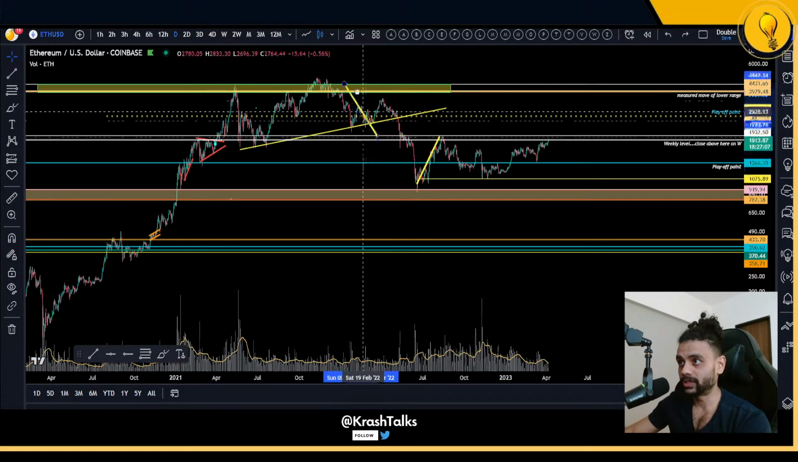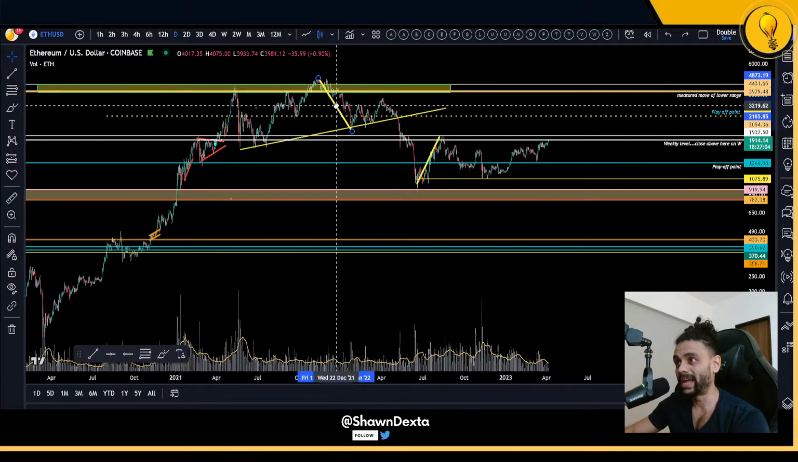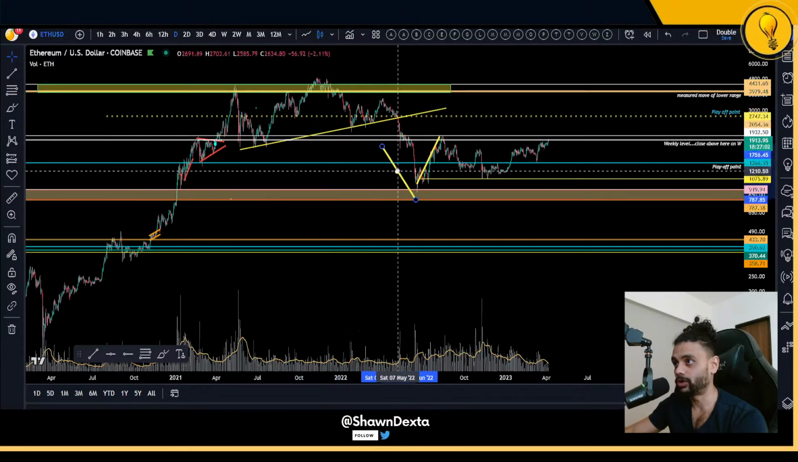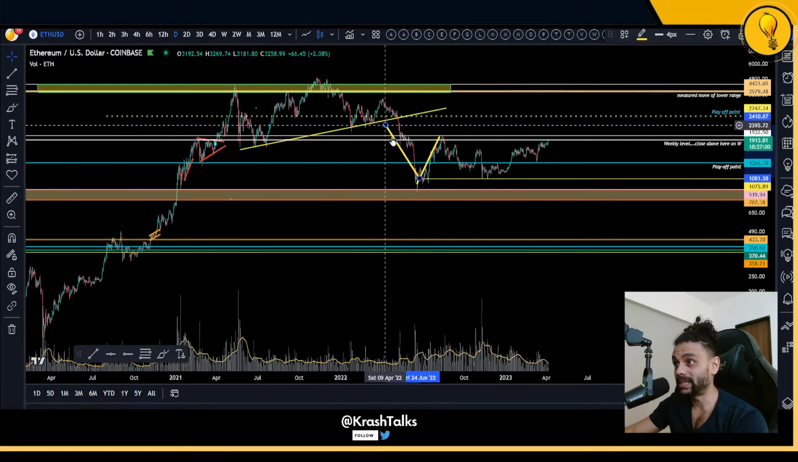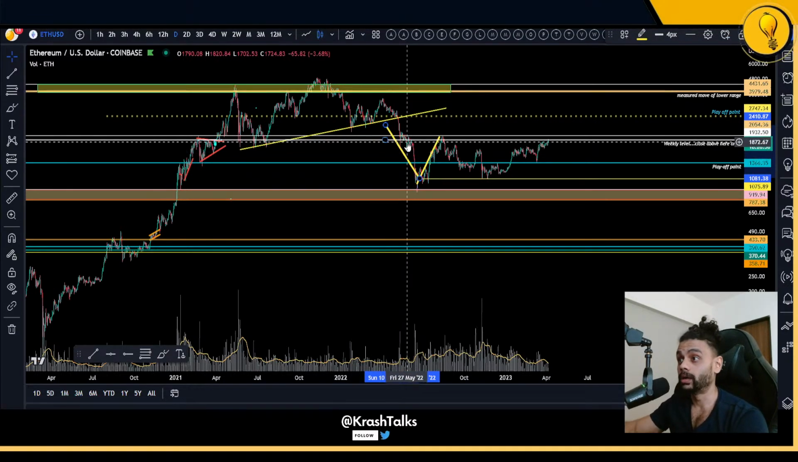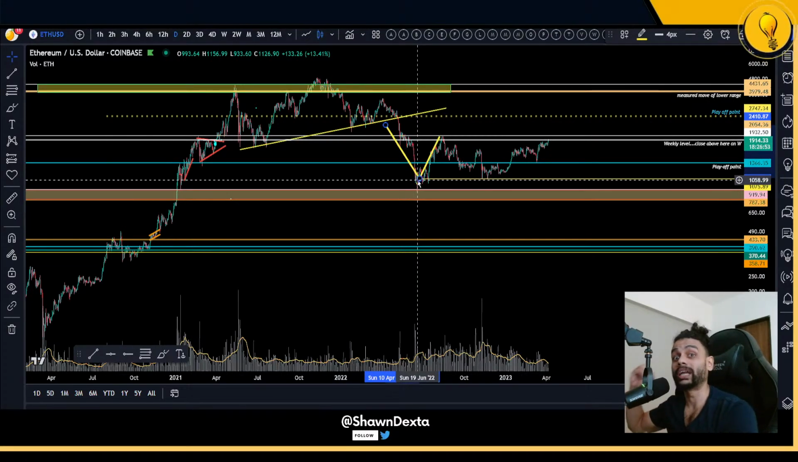Okay, let me go ahead and show you guys. This is the measured move. You take it from head to the wick over here and then just draw it down. You're going to see that we've come down and tested that measured move. Well, not perfectly, but we've come and tested around that zone, especially when you look at the weekly levels.